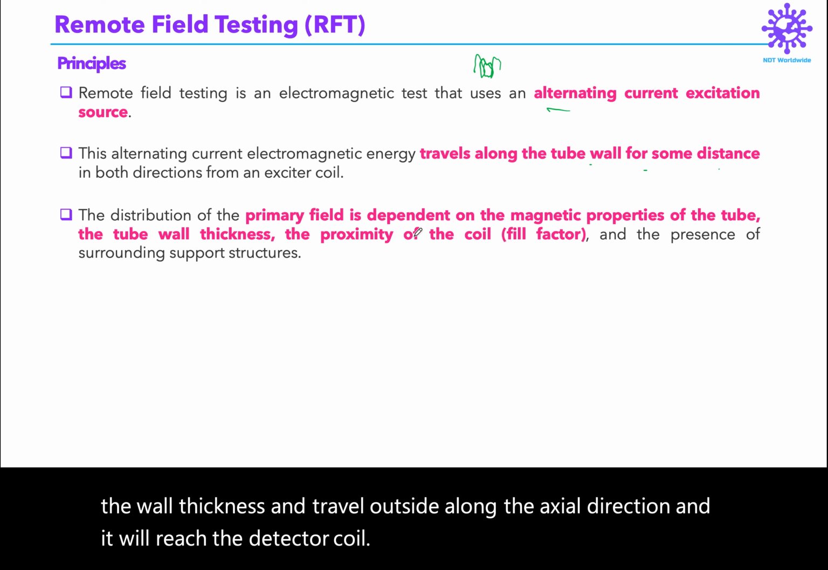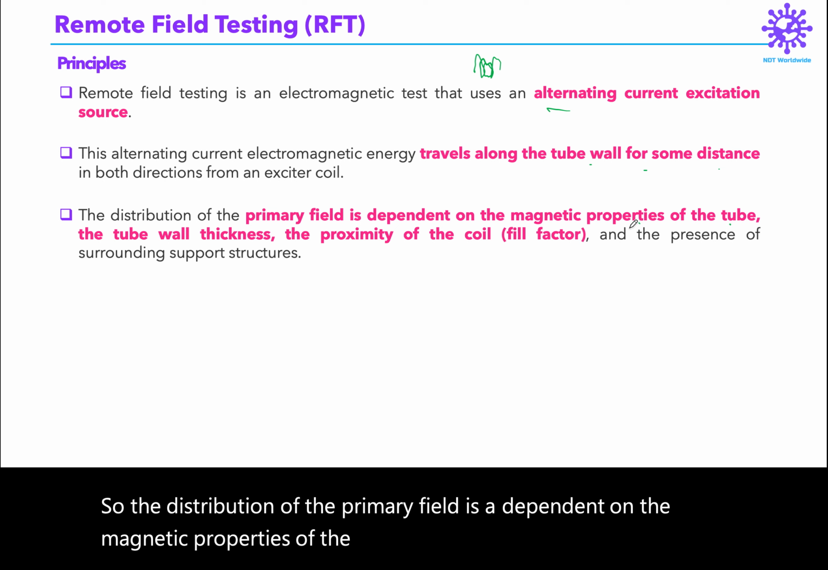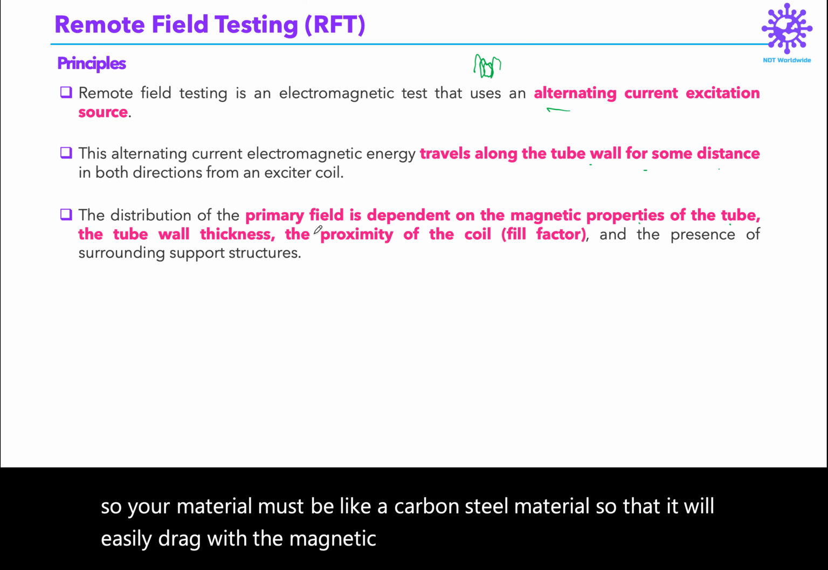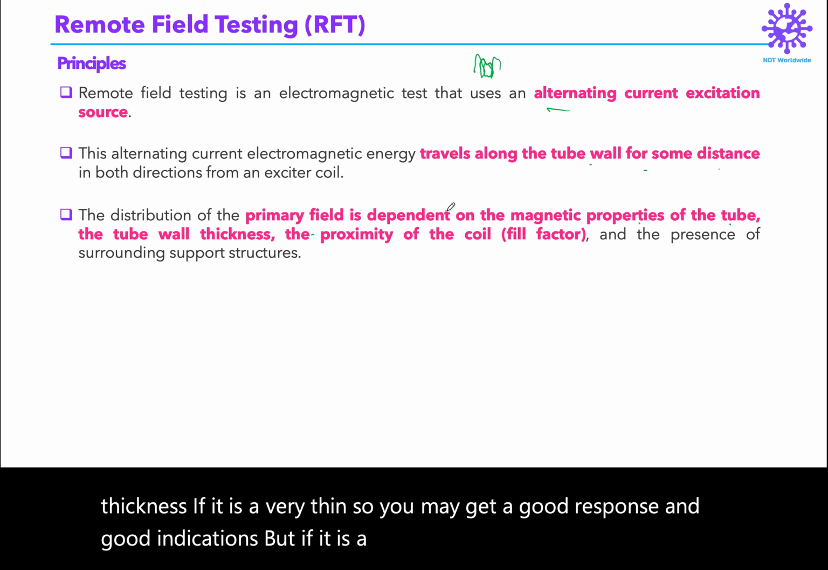The distribution of the primary field is dependent on the magnetic properties of the tube. So if you want a good RFT, your material should be a carbon steel material so that it will easily interact with the magnetic field, and also your tube wall thickness matters. If it is very thin, you may get a good response and good indications, but if it is a thicker wall tubing, then it will take more time to reach.